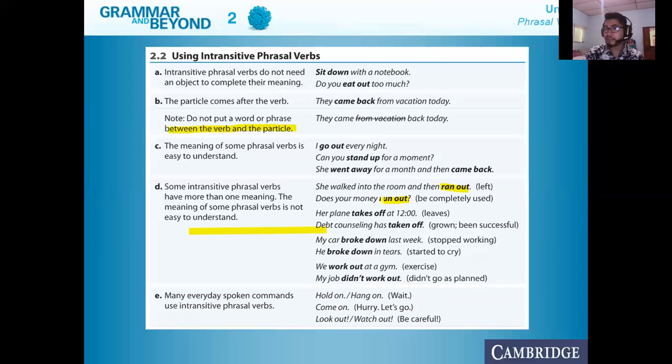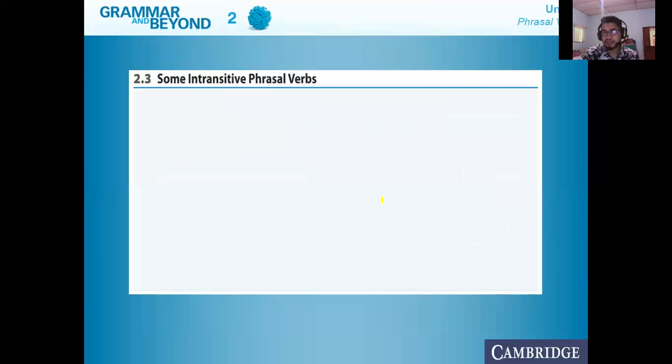"Look out," "watch out," is the same as saying be careful. As you see, they are intransitive, they don't need an object, they don't need anything else added. In fact, we just need this verb and we understand what the meaning is. Go ahead, go on, sit down, and there are many others that we can discuss, but they are the most simple to use. In the case of some others, for example, "breakdown," that means stop working or lose control. Remember that some of them can have two meanings.